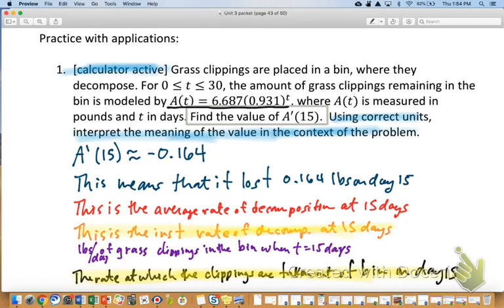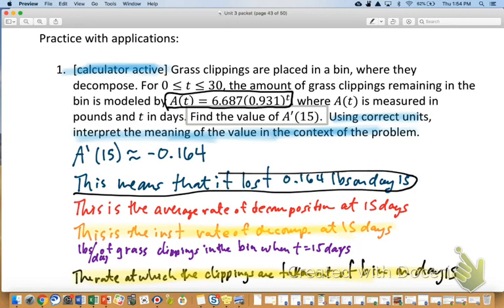A of t stands for the amount of grass clippings still in the bin. So wouldn't A prime be the rate of change of the amount? That makes sense? So I don't think we can say the first one, because that's just saying that it lost a certain amount. And if A is an amount, A prime has to be a rate. Does that make sense? Okay. So it's not that.